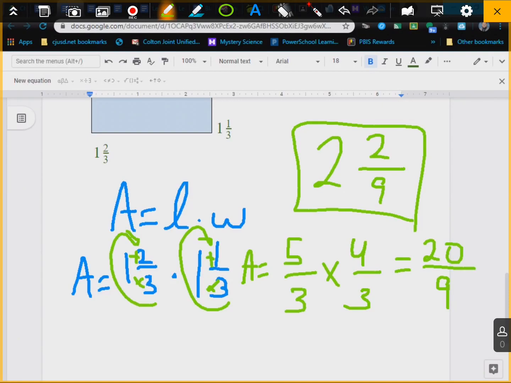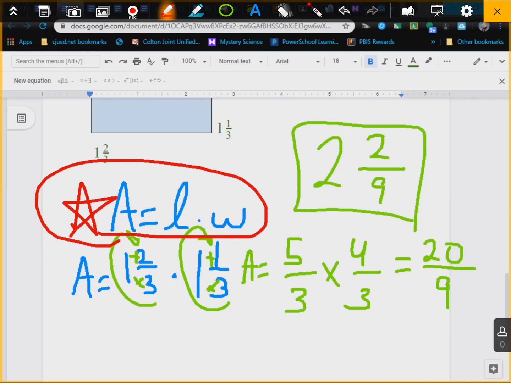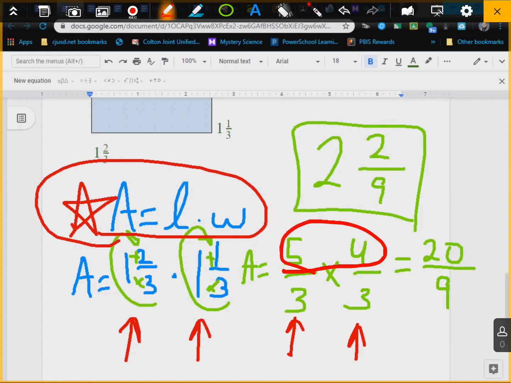Okay, if you have any questions, please let me know. But make sure you're writing the equation for area, which is right over here. Okay? Area equals length times width. And I want you to do that for everyone. And don't forget to do the roller coaster method. Okay? Convert your mixed numbers into improper fractions right here. And then all you do is multiply numerator times numerator and denominator times denominator.